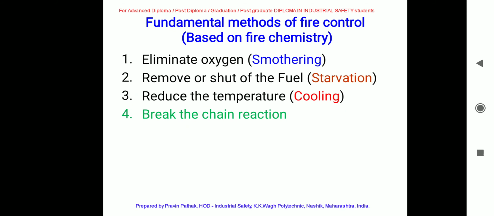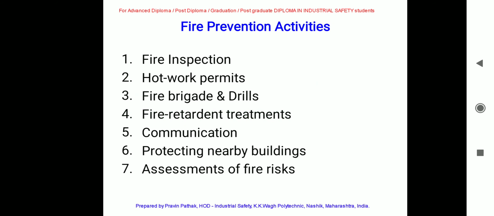Fundamental methods already discussed are smothering, starvation, cooling and breaking the chain. So on the basis of fire chemistry or fire triangle or fire tetrahedron, we can list out these methods of fire control. Then what are the fire prevention activities? Fire inspection, hot work permits, fire brigade and drills, fire retardant treatments, communication, protecting nearby buildings, assessment of fire risk. So these are some activities for fire prevention.